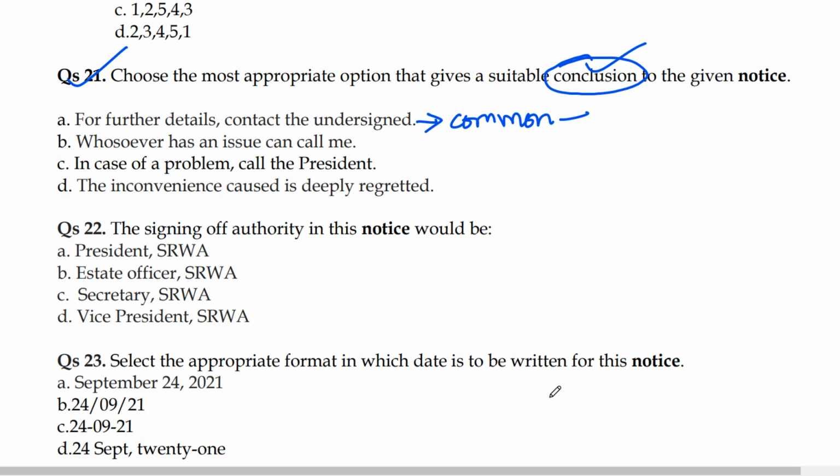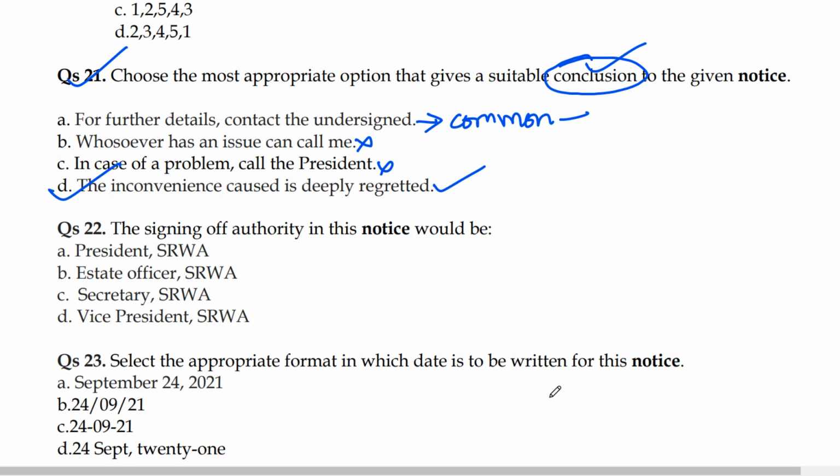That we can decide only after checking the rest of the options. Look at that. Whosoever has an issue can call me. We never say such a sentence in the notice. In case of a problem, call the president. Is the right way to end a notice? The inconvenience caused is deeply regretted. Yes, this can be used as the concluding sentence of this notice.